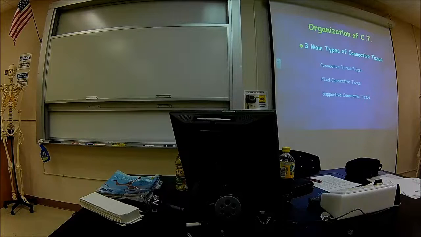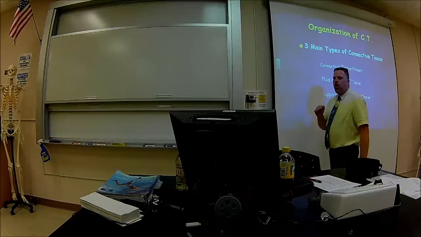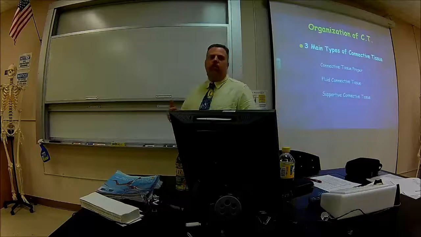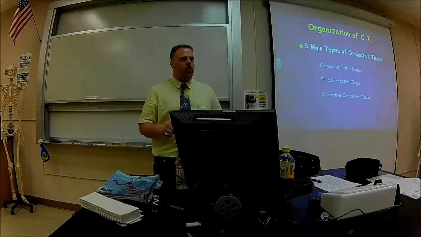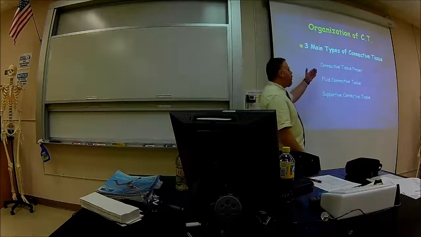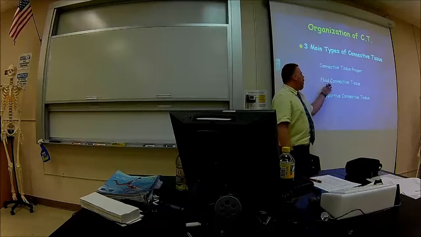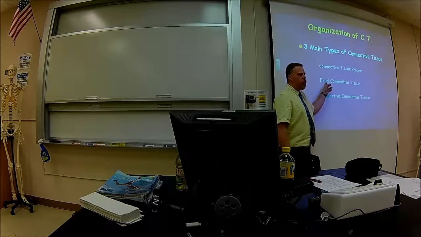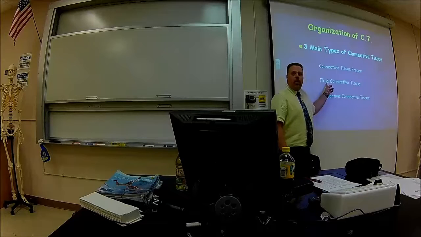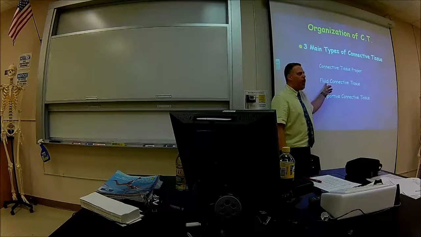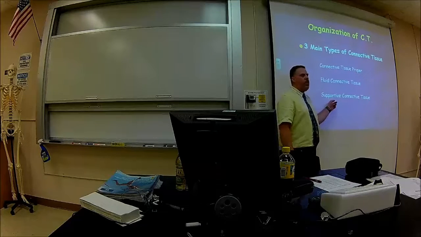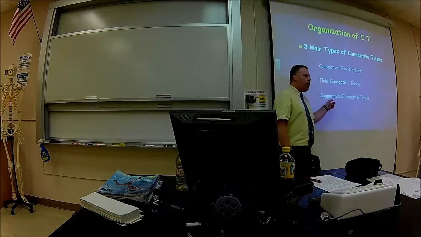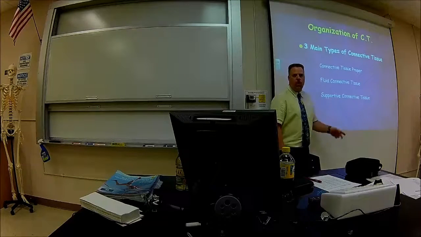And the way this is broken down, even though it's the monster of all your histology, it's very organized. There's three main types of connective tissue, and then there's subtypes of those. We either have connective tissue proper, fluid connective tissue, which is going to be your blood and lymph, but we're going to focus more on blood. And then we have supportive connective tissue that's either going to be cartilage or bone. Okay?